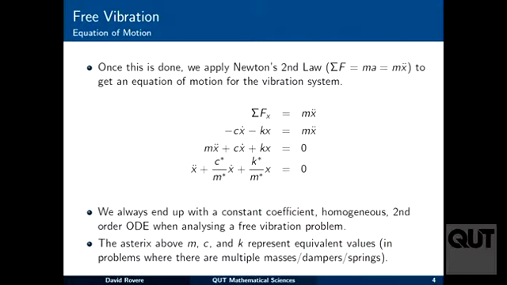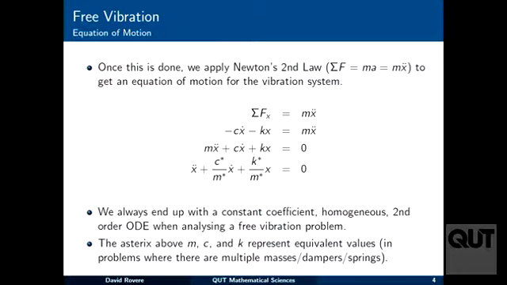In this case, we want to call it sum of forces equals m x double dot, because we're eventually going to form an ODE. So sum of forces in the x equals m x double dot. We had c x dot and kx pointing in the negative direction as our sum of forces from our free body diagram in the x direction. Then moving all the x terms to the same side of the equation, you'll see we have a second order ODE: m x double dot plus c x dot plus kx equals 0.